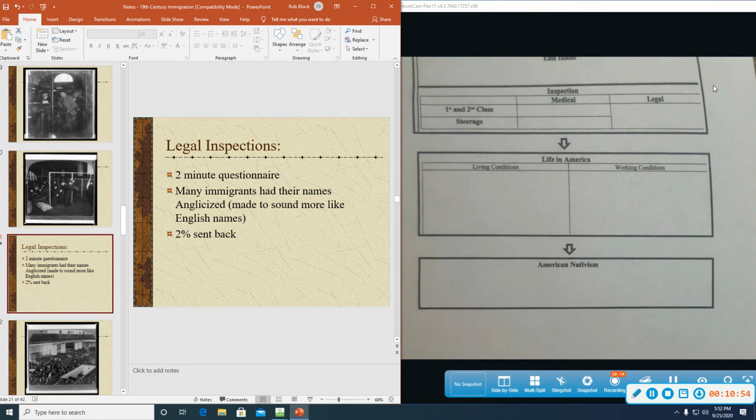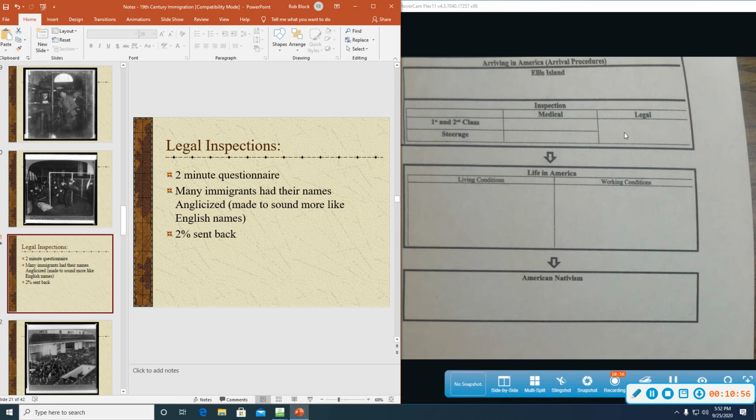All right. So here's the legal part. We're going to put that in this part of your graph. Now remember, you don't have the ability to print. Just draw the boxes. Okay. There would be an approximately 2-minute questionnaire for most people. Many immigrants had their names anglicized, which was to make it sound more like English names, and about 2% were sent back. So you want to put that in this box here.